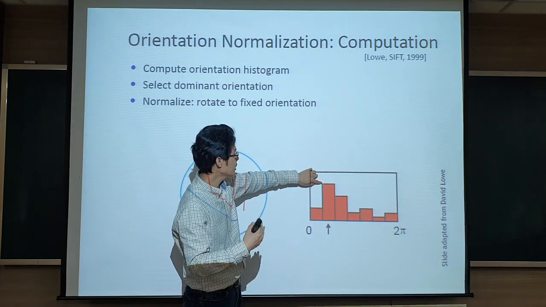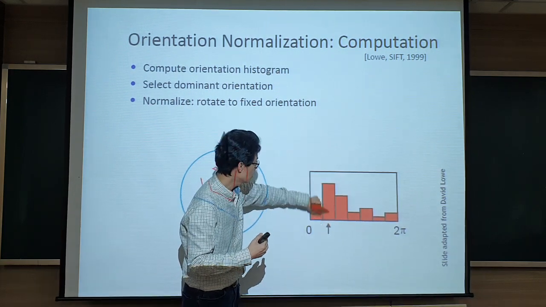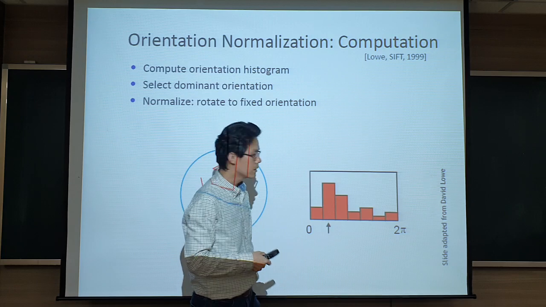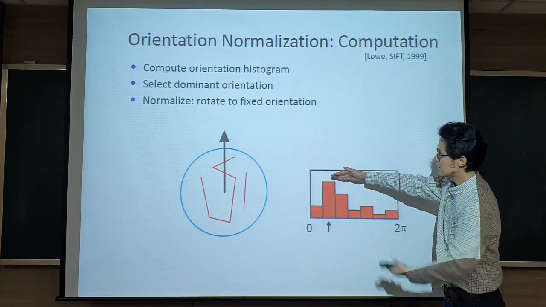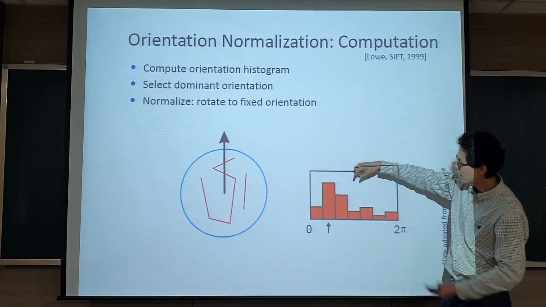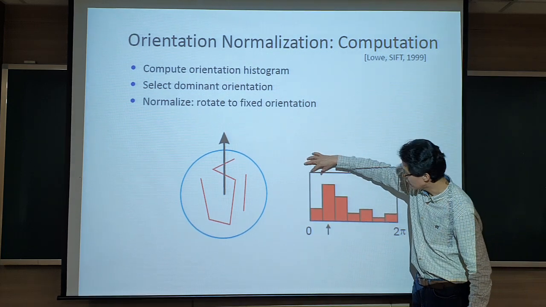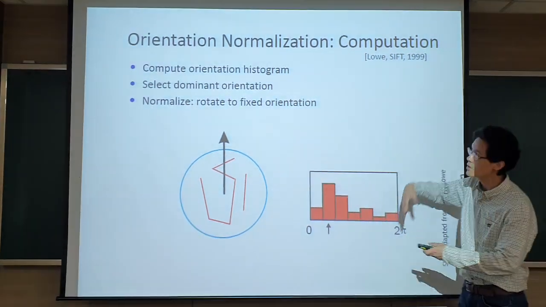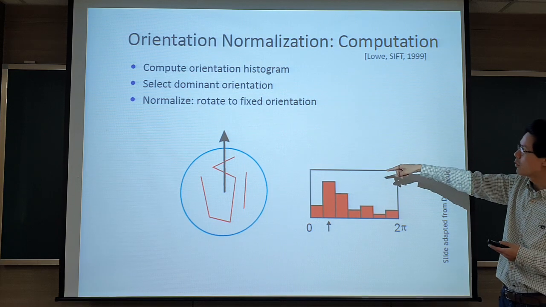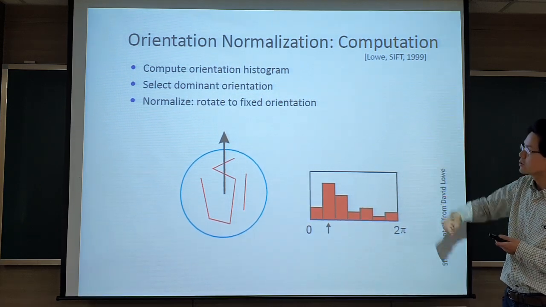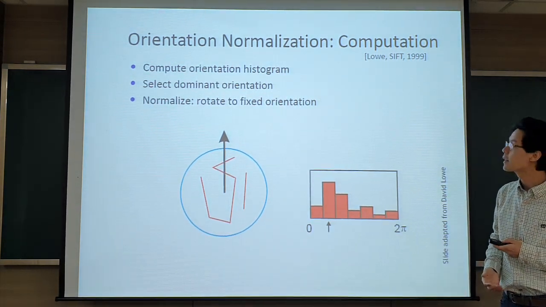Basically, a lot of pixels have the gradient along that one, right? And then we computed the dominant angle, then we rotated it in a way that the dominant one should be located at the first one, something like that. That's finding the dominant direction and then transforming it into the canonical direction.